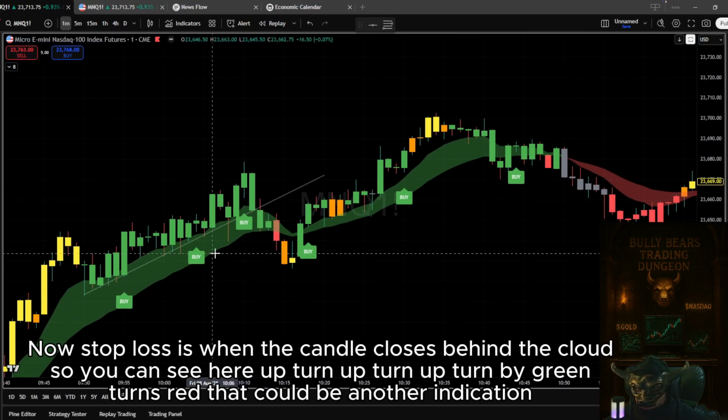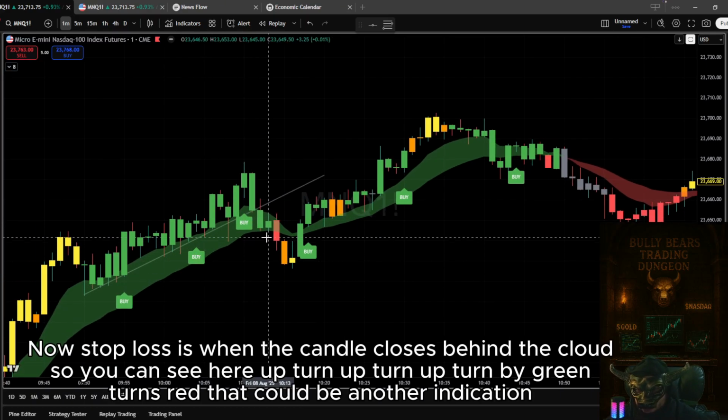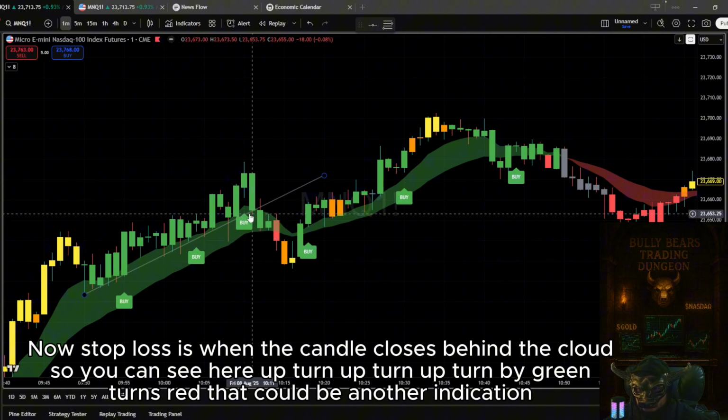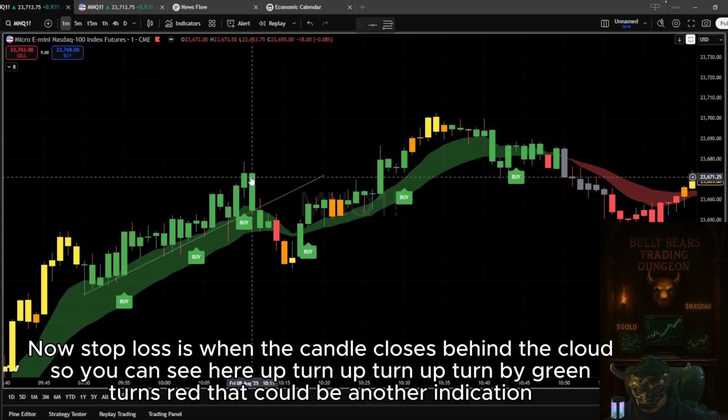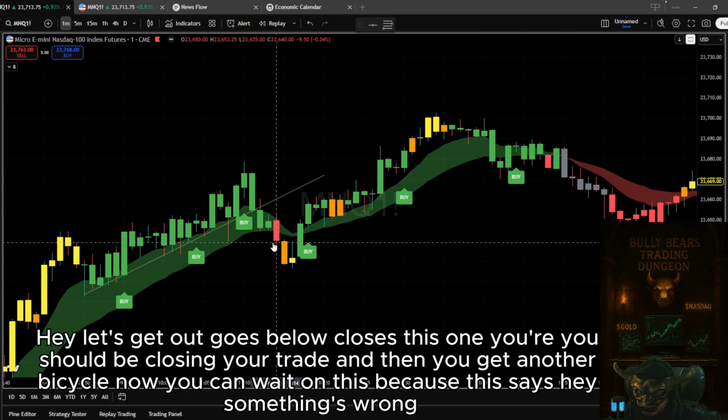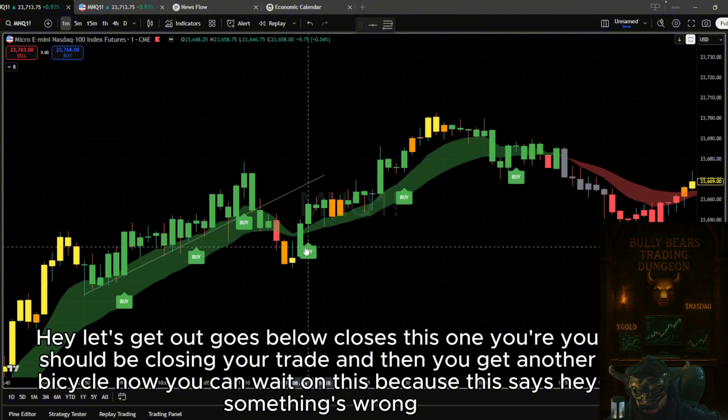Now, stop loss is when the candle closes behind the cloud. So you can see here, uptrend, uptrend, uptrend, buy, green, turns red. That could be another indication, hey, let's get out. It goes below and closes. This is when you should be closing your trade. And then you get another buy signal.